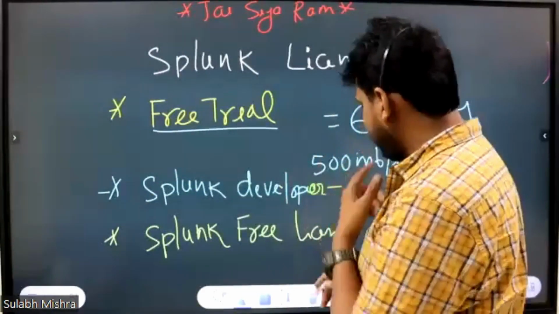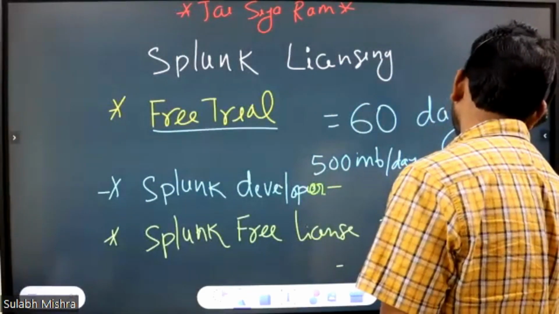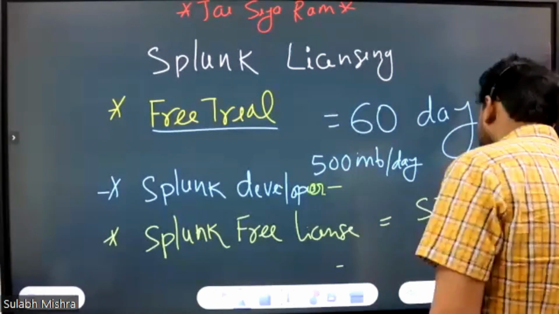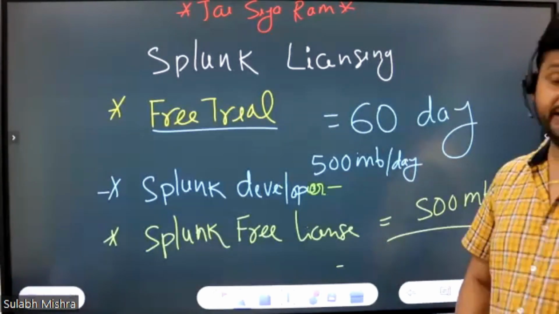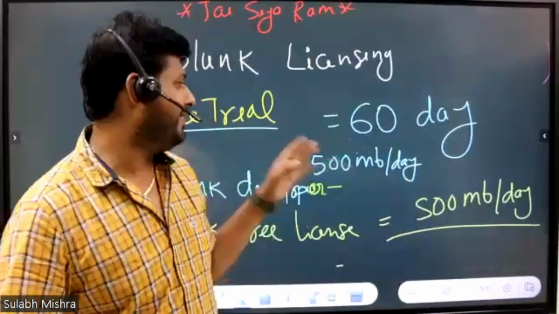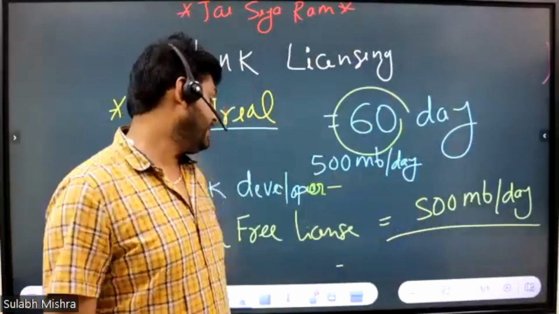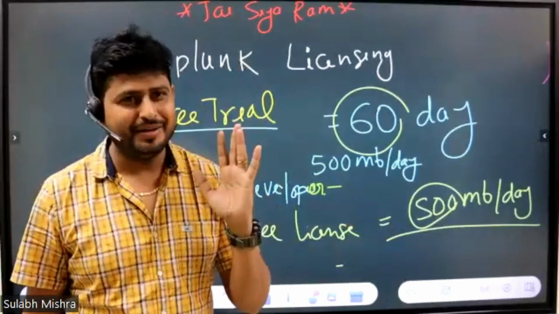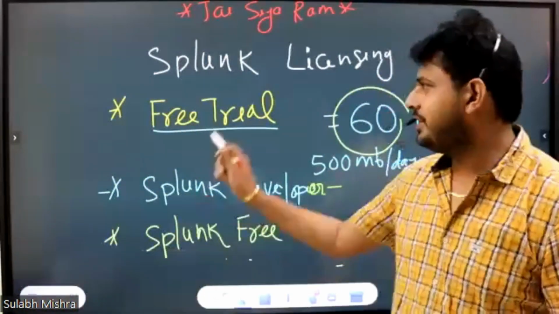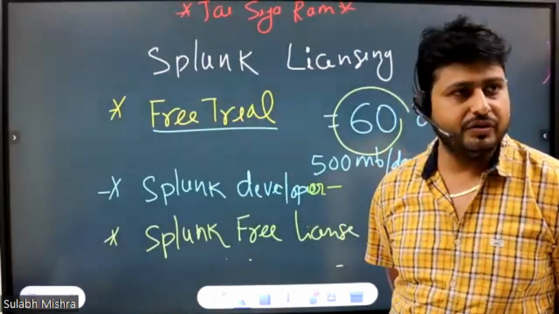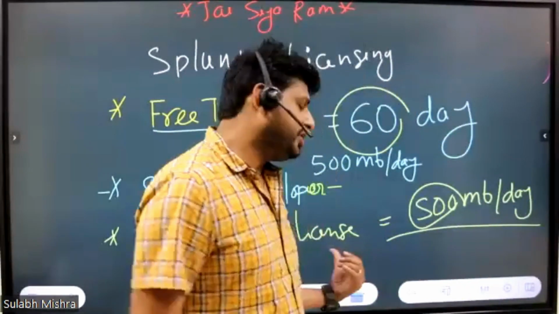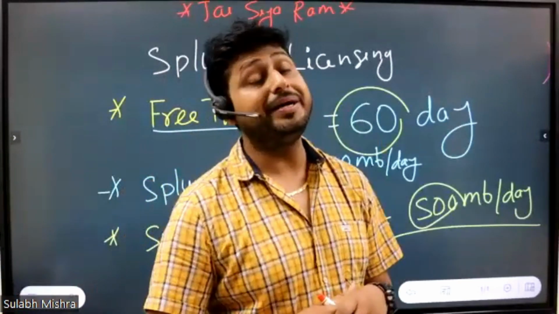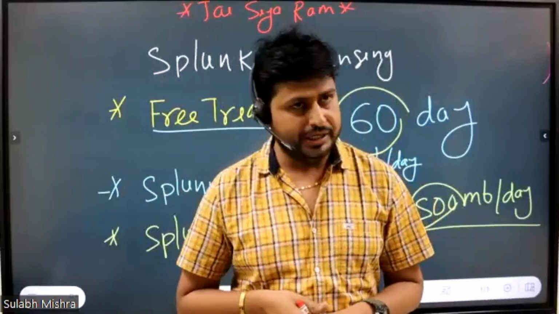Get what I mean? Again, it has an indexing volume of 500 MB per day, for lifetime. But you can see the free trial also has 500 MB per day, for 60 days, while Splunk free is 500 MB per day for lifetime. But it is different from the free trial. Free trial has all the functions of Splunk Enterprise, but in the free license, many of the features of Splunk Enterprise will be disabled.